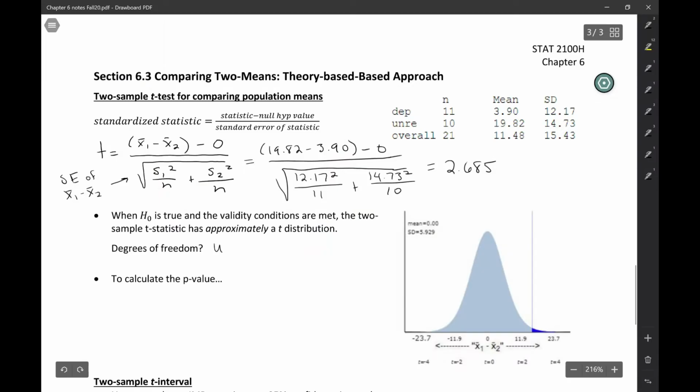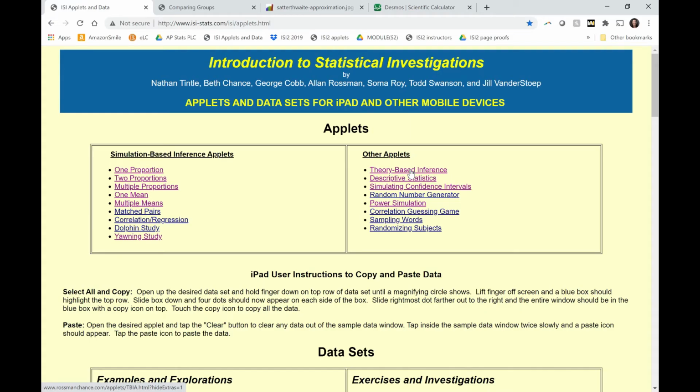So we're going to skip all of that and just let technology do this for us. We might as well just let the computer do the whole thing. There's really no reason to even plug into the standardized statistic. There's a great chance you'll make a mistake, and it's more efficient just to let the computer do it for us. So I'm going to use the theory-based inference applet.